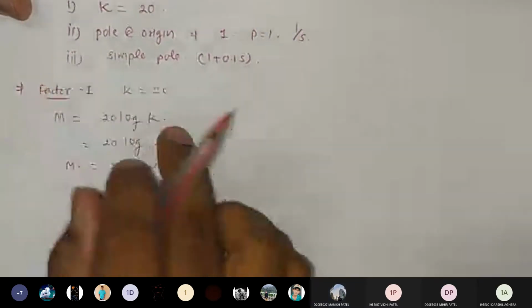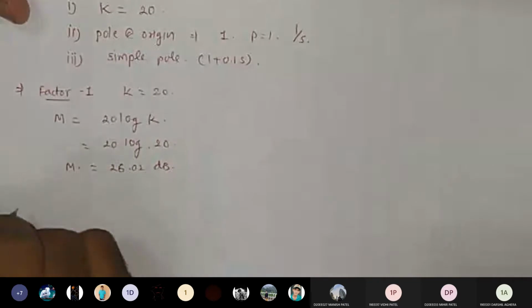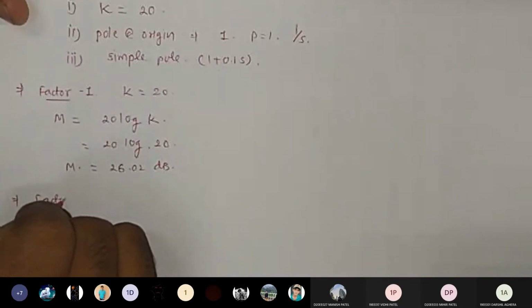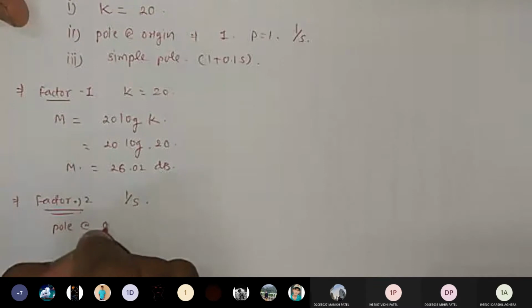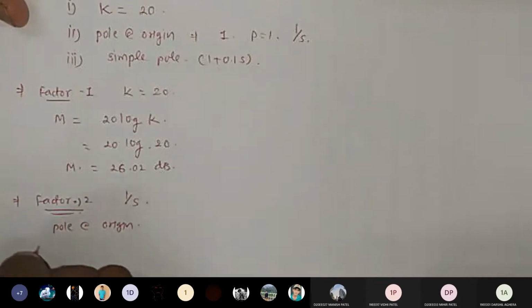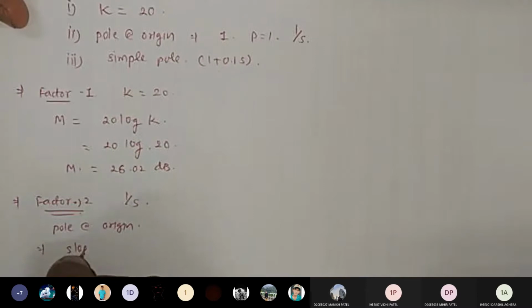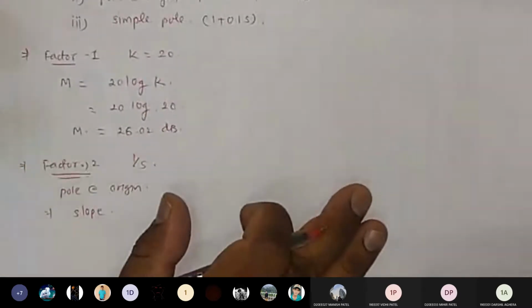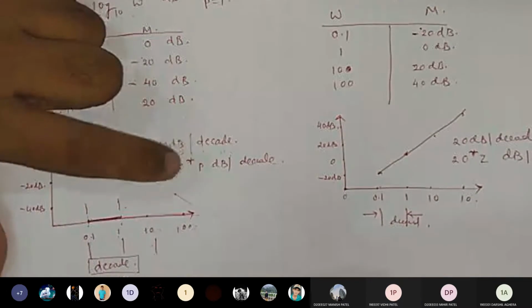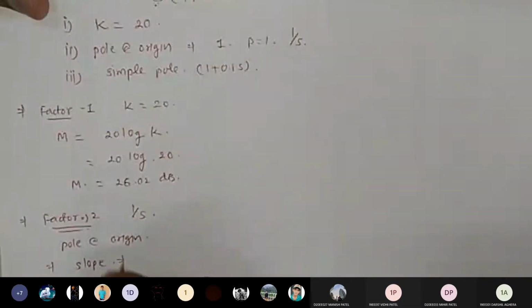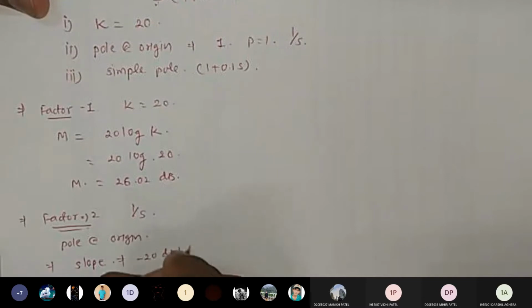Right now I am focusing on the magnitude part only. Factor number 2. What is factor number 2? 1 upon s, pole at origin. So what slope will it be? For a pole at origin, what is the slope? What we concluded in the analysis: minus 20 into P. What is the value of P? 1. So the slope will be equal to minus 20 dB per decade.